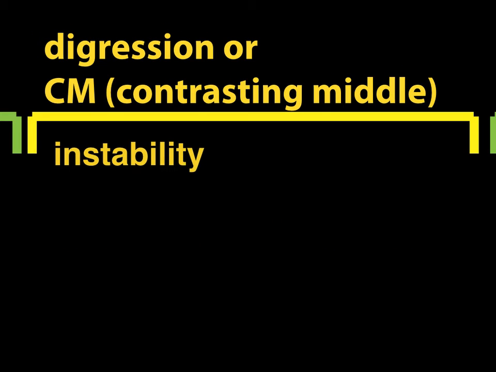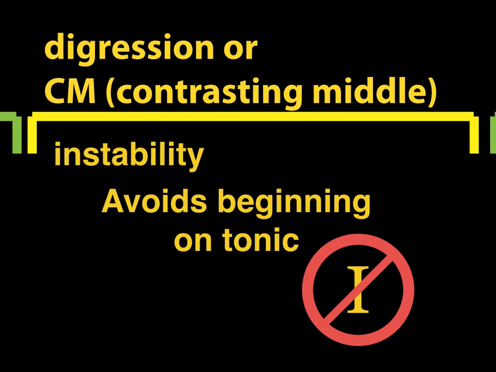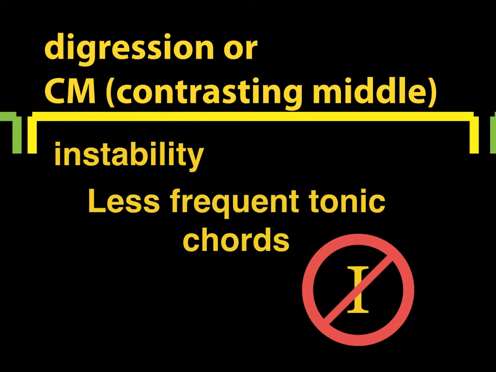So first, the contrasting middle is characterized by instability. So what musical ideas make something unstable? First, the contrasting middle avoids beginning on the tonic. The tonic is a stable home point, so when we avoid a tonic beginning, it sounds less stable. Not only that, but very often the contrasting middle will have just less frequent tonic chords in general.